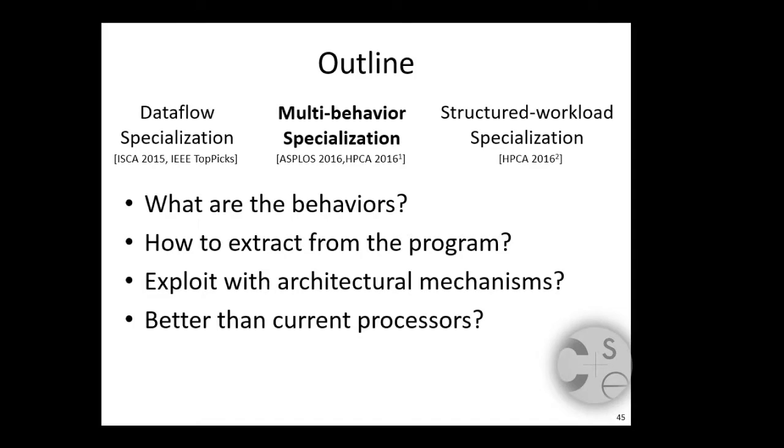Now, this might lead us to the question of, well, could we build a system that tries to exploit many different kinds of program behaviors, each with a different kind of accelerator? And that's what I'll explore quickly in this part of my talk. So the first main question here is, how do we figure out what behaviors we should exploit?